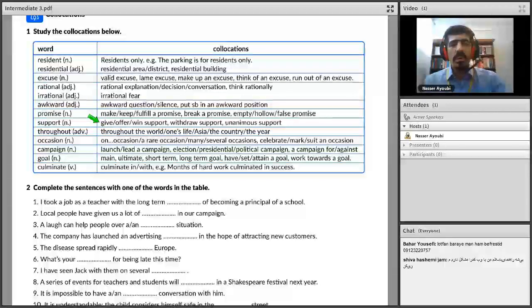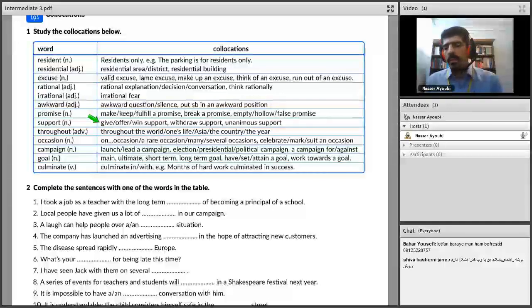So next one is support. Give support, offer support, win support. If you give support, you support somebody. If you offer support, you offer to support them. Win support. If you win someone's support, you persuade them to support you. For example, if you want to start a business and you need some financial support, you may go to some stronger businesses and ask them to support you financially. If you win their support, they will give you support.